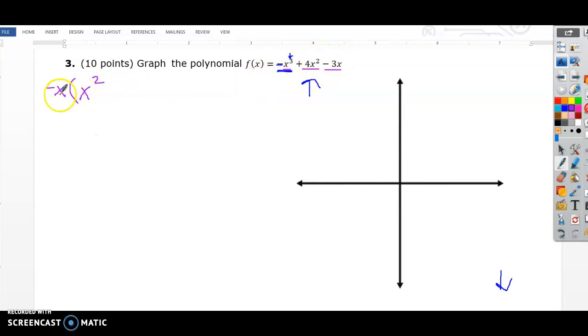And then I have positive 4x squared. If I factor out a negative x, that's going to be a negative 4x. And I'm going to double check to make sure I'm correct. So negative x times negative 4x, a negative makes a positive. X times 4x is 4x squared. And then negative 3x, if I factor out a negative x, I'm going to get a positive 3. And I'm going to double check myself, so negative x times 3 is negative 3x.